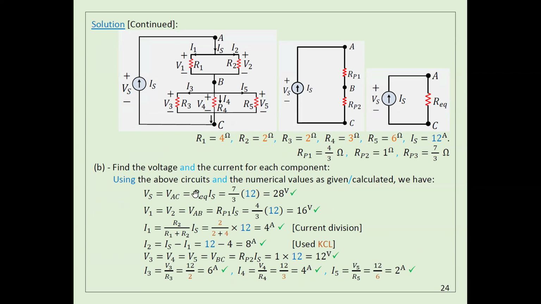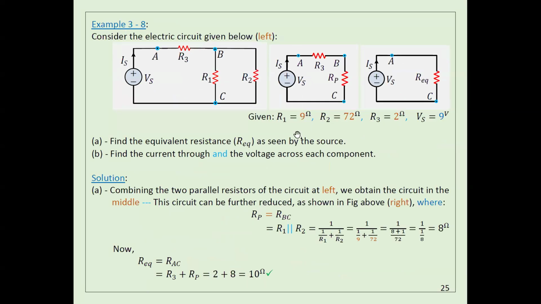Here I did it in a different way, but you can do it in different ways. One way to get the voltage from A to C is to multiply I times R equivalent. It was 28. Another way, as I told you, is to get the voltage here and add the voltage here. It will give you the same result. This one is 16 and this one is 12. 16 is the drop here, 12 is the voltage drop here, so if you add them together, you get 28. So there are different ways. Any questions?